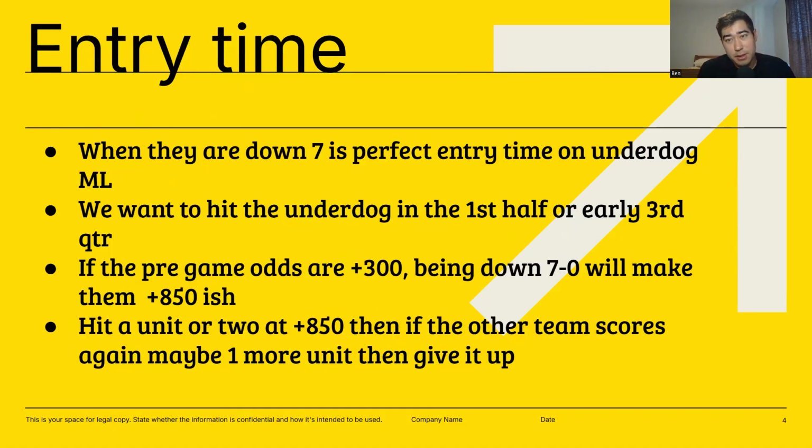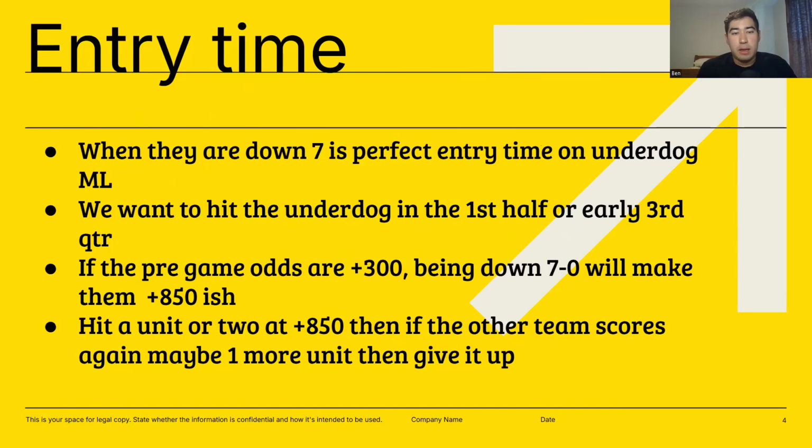We want to hit them in the first half, or ideally we'll hit them in the first quarter or the second quarter. But if we have to, we'll hit them early third quarter. Say they're tied most of the game, and then early third quarter, the good team gets a touchdown, and then we hit our underdog money line right there. And then we're gonna hit a unit or two when the odds are good, right?